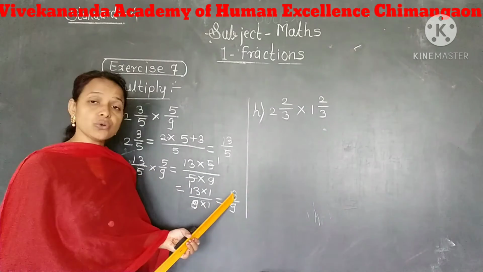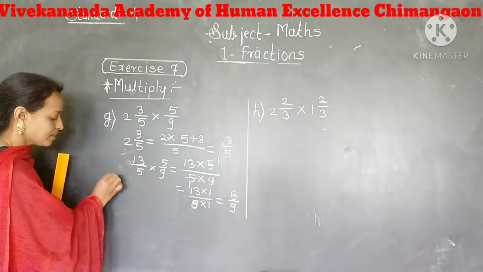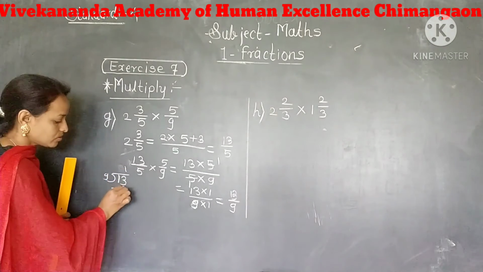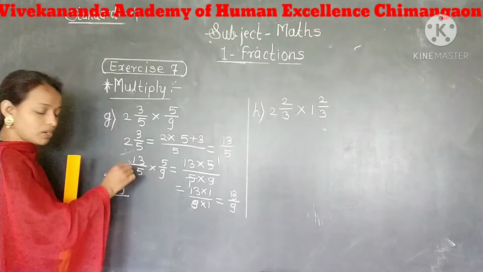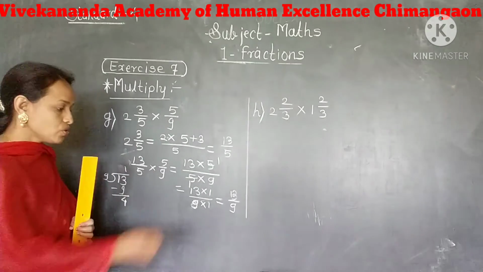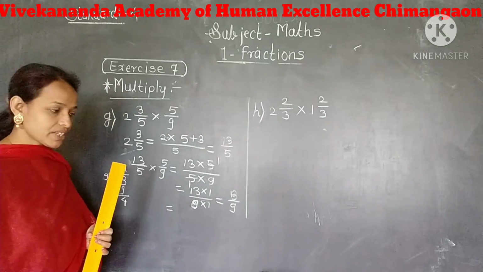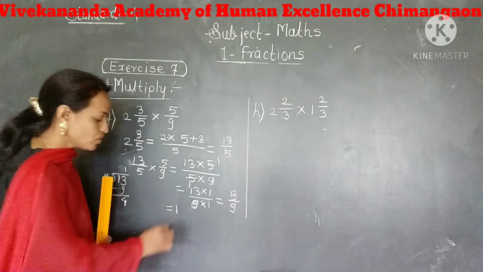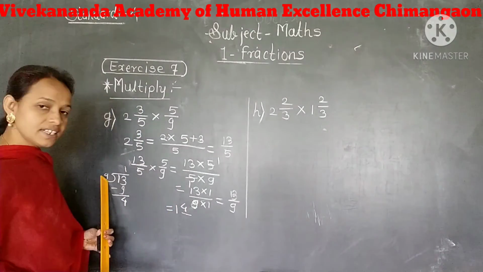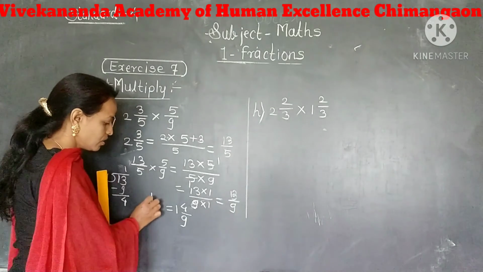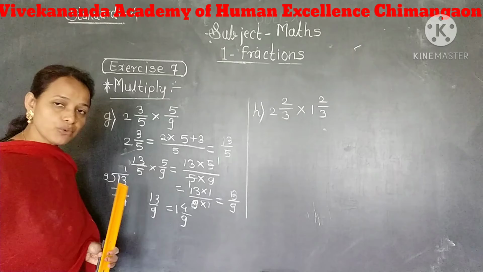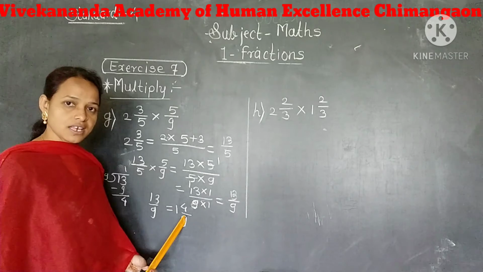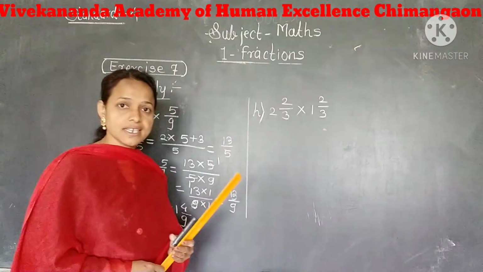Now we have to reduce it into lowest terms. So we divide 13 by 9. 9 ones are 9. So here we get quotient 1 and remainder 4. So we write 13/9 as a mixed fraction. Here quotient 1 as the whole number, remainder 4 as the numerator and divisor 9 as the denominator. So here the improper fraction 13/9 we write as the mixed fraction 1 4/9. So that's its answer.